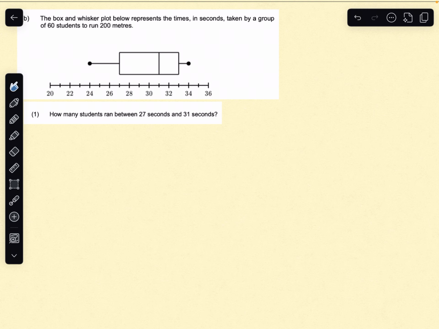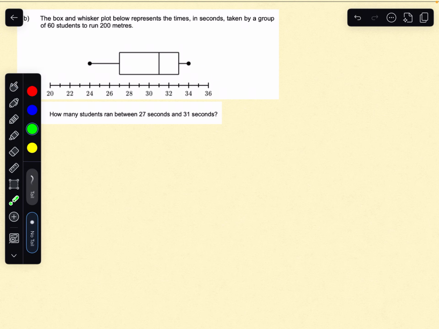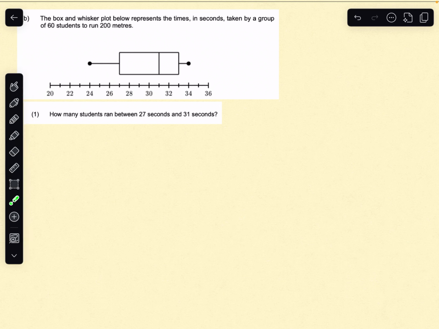This is question 1B. The box and whisker plot below represents the times in seconds taken by a group of 60 students to run 200 meters. So let's just quickly familiarize ourselves with what's been presented. The fastest time was 24. The median time was 31. So that means half the students ran faster than 31 seconds and half the students ran slower than 31 seconds. And the slowest time was 34 seconds.